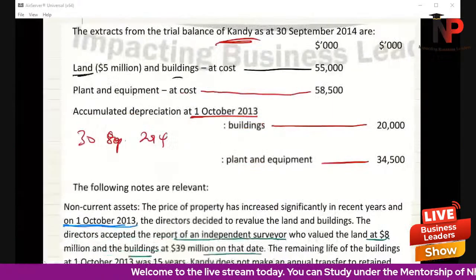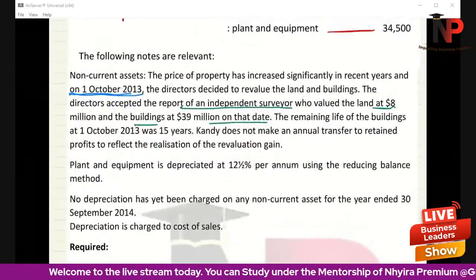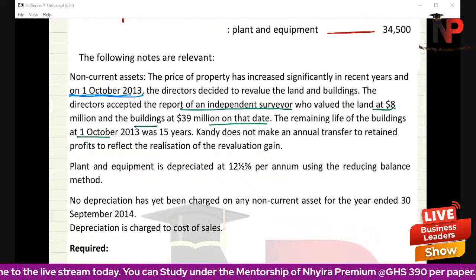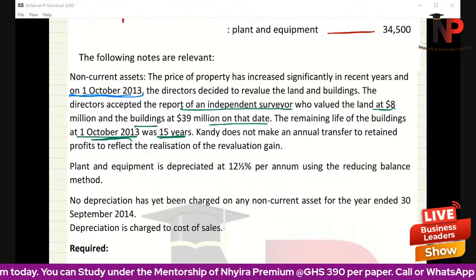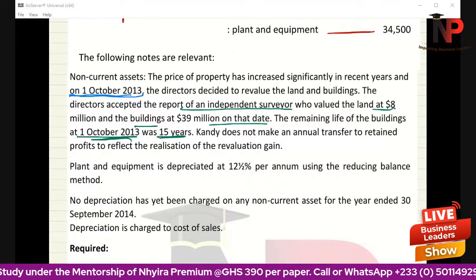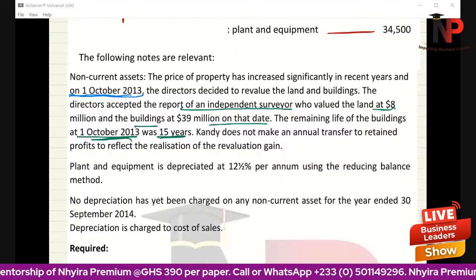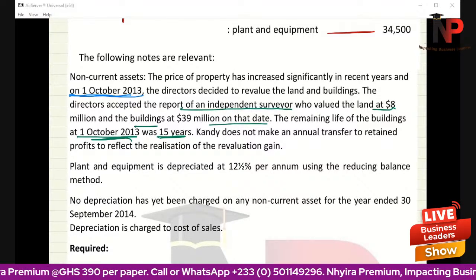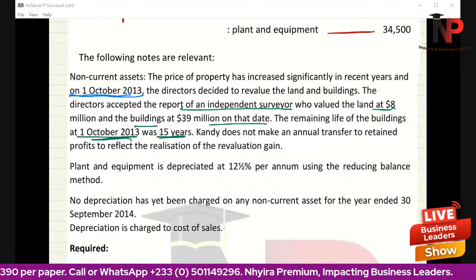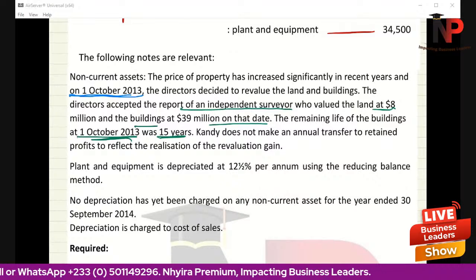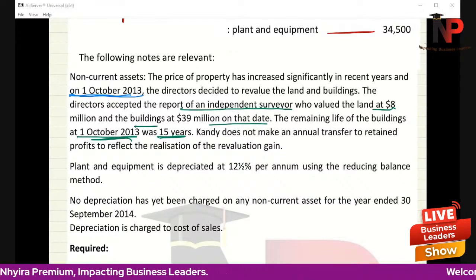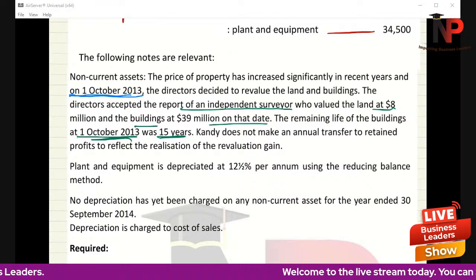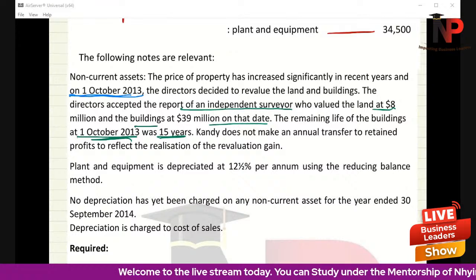So let's continue. The remaining life of the building at 1st October was 15 years. Listen carefully. If you remember the principles we mentioned, when an asset is revalued, depreciation is going to be charged on the revalued amount. And the examiner said the remaining life, as at 1st October 2013, the date on which they did the revaluation, is 15 years. Now, get the next statement.